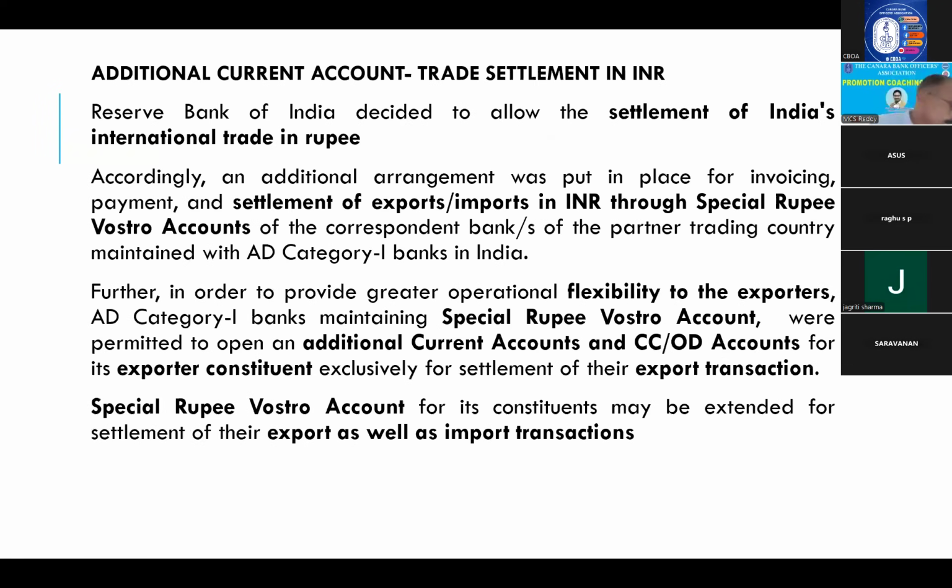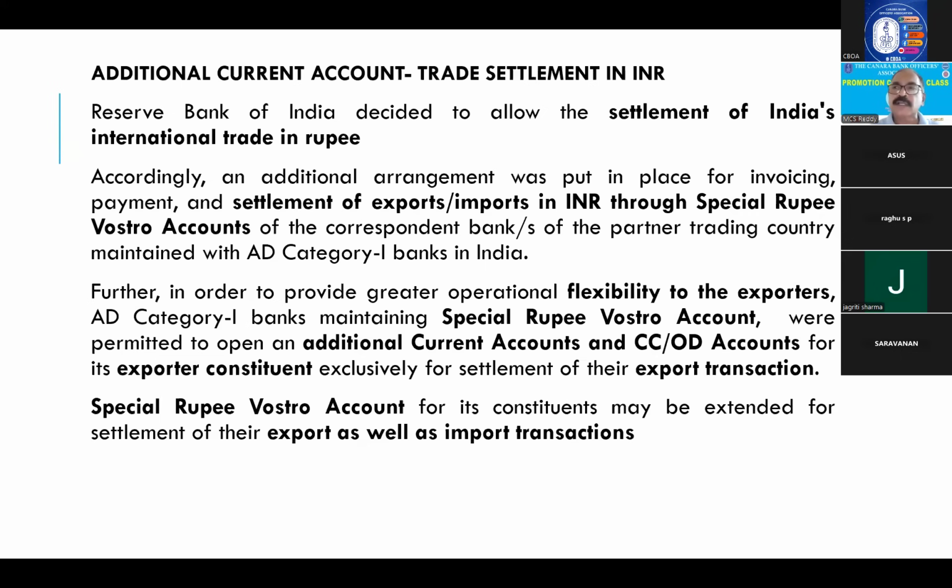Next, additional current account for trade settlement in Indian rupees. Last year or the year before, Reserve Bank has given instructions that we start all trade settlements, exports, imports, everything in Indian rupees only, not in US dollars or other currencies. It is there simultaneously, but we will give preference to settlement in Indian currency so that our currency will become strong. This is the decision our RBI has taken.